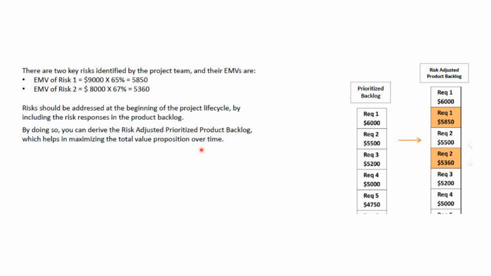Look at this. This is a risk adjusted backlog. This is a prioritized backlog. It says that user story one is $6,000. They're talking about the business value. Look at this, the EMV, expected monetary value of risk one. It brings down to 65% risk, there are 35% of risk, and then it comes down to 5850 actually. So this is how the risk adjusted product backlog will look.